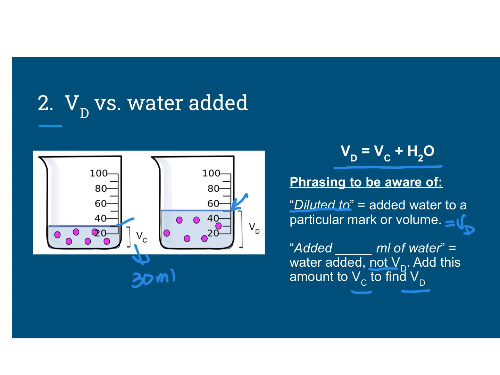Now remember, because of sig figs, because this scale goes up by tens, I have to put a bar over that 0 to mark it significant, and then it's my estimated digit. And then on the right side, the volume of my dilute solution is 50 milliliters. So if I had a volume of 30 milliliters and I added 20 milliliters of water, I would need to add these together to find the volume of the dilute solution. So it's important to remember that.